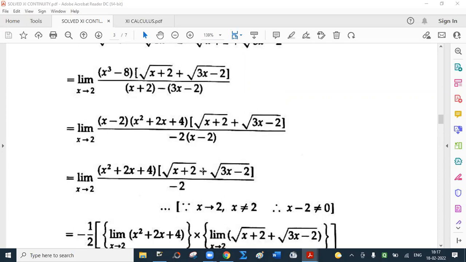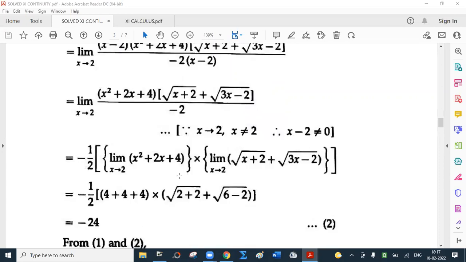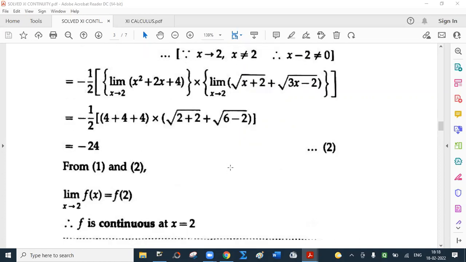And then the next part is simple. Limit of product, product of limits. So the value of the limit comes out to be minus 24. So from 1 and 2, limit x tends to 2, f of x is f of 2. So the function is continuous at x equal to 2.